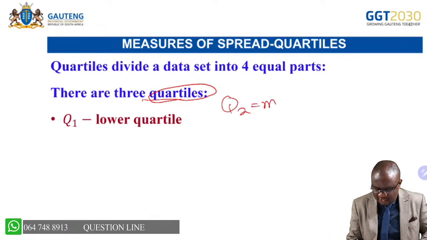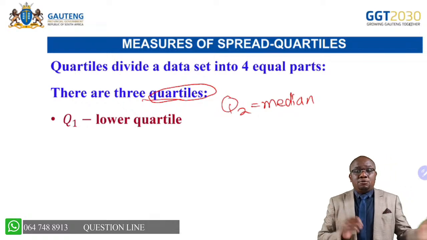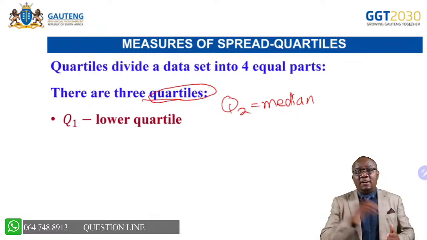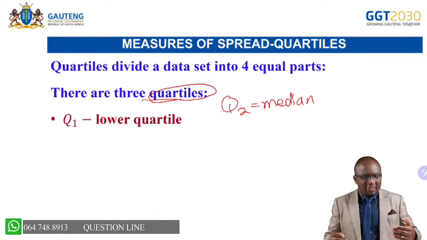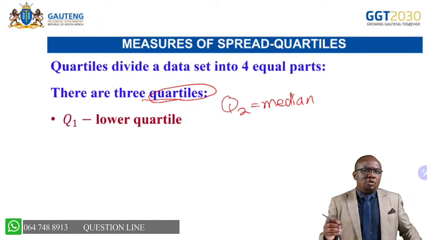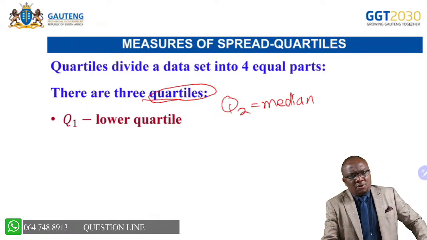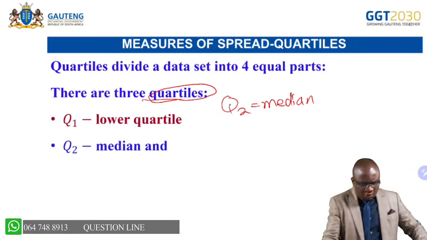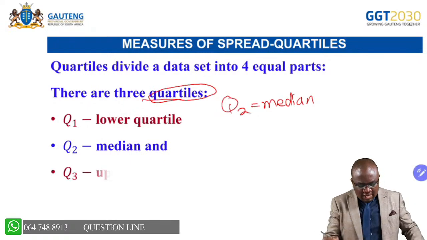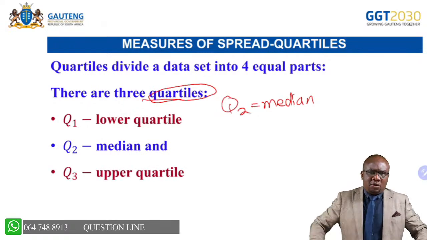Q2 is the median. We have talked about it. It divides the data set into 2 equal parts, 50% below it, 50% above it. So that's the median. And then Q1 is the lower quartile. Please send us your questions. If there's something you don't understand, send us questions. And then Q2 is the median and Q3 is the upper quartile.